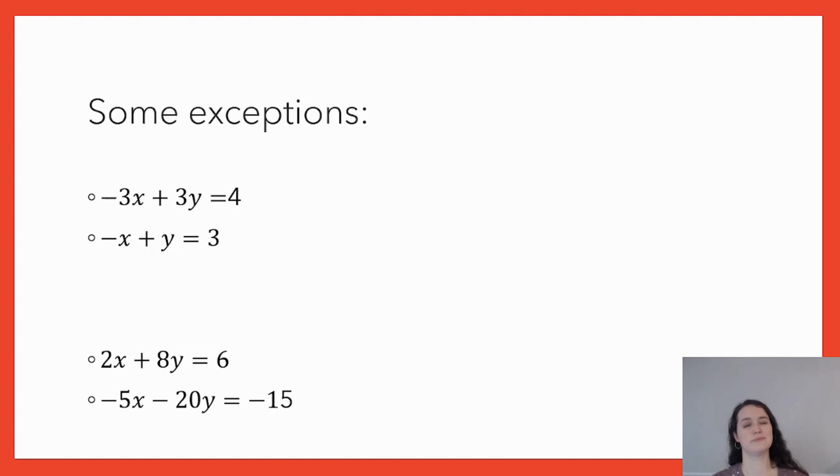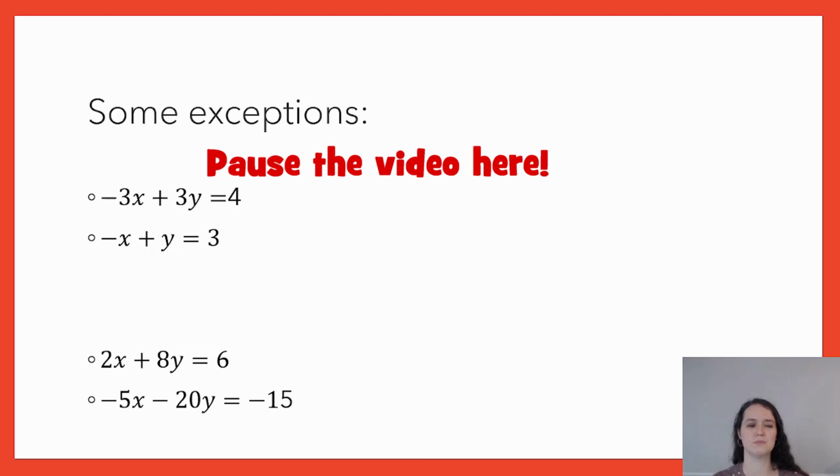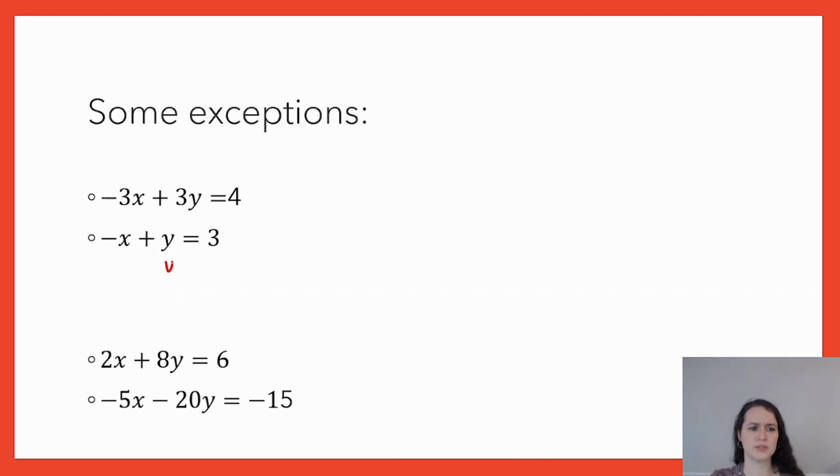All right, here's some exceptions. All right, it's our last slide. Go ahead and pause it and do the first one. See what happens. I'm going to go ahead and do this. I'm going to move the bottom one. So I'm going to have y equals x plus 3. Again, I just added x to both sides. And then I rewrote it. I'm allowed to do that. Commutative property.